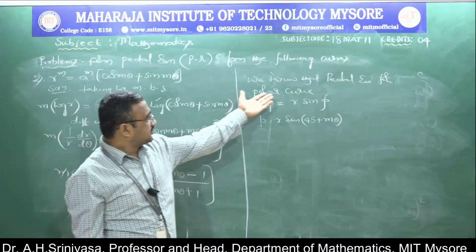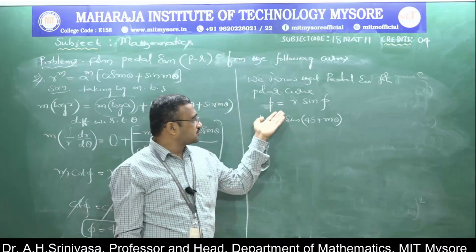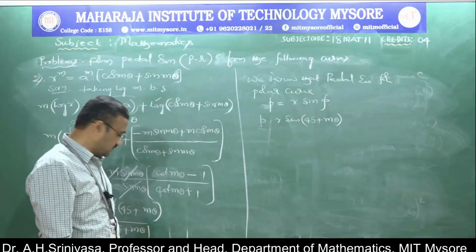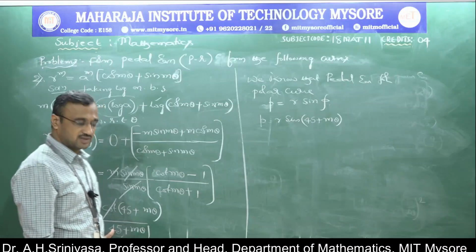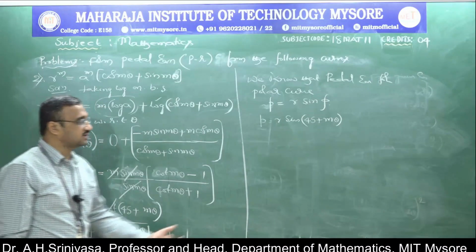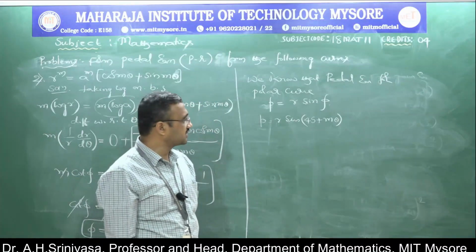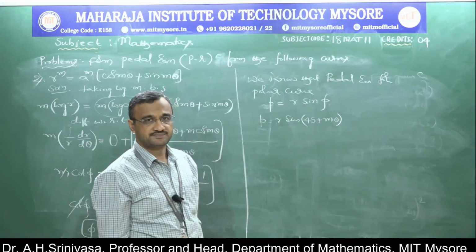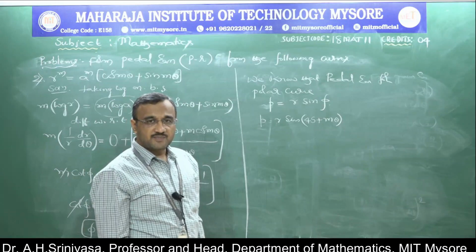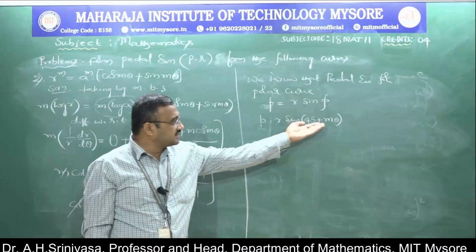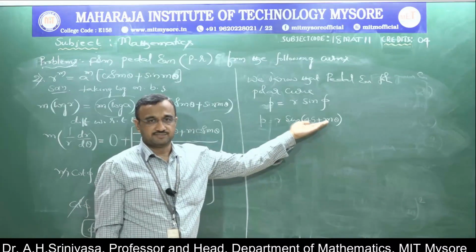Now for the pedal equation for the polar curve, we use P equal to R sin phi, because why I am taking this formula, we get the phi value directly, that is phi equal to 45 plus m theta. Now substituting that, we get P equal to R into sin of 45 plus m theta. So if we say pedal equation, the main procedure is we are going to eliminate the value of m theta.